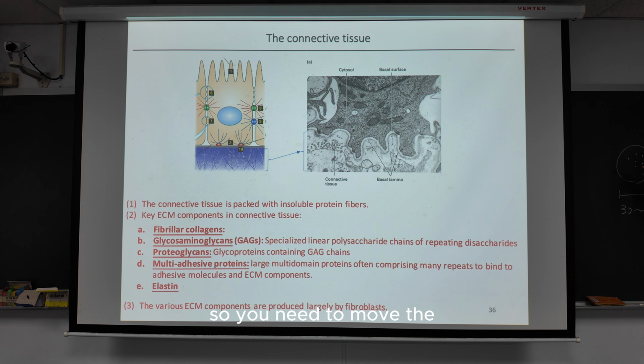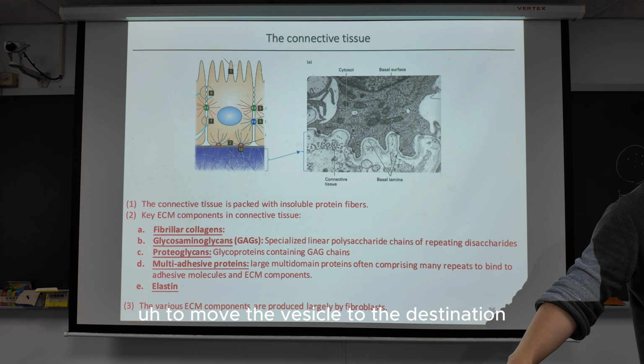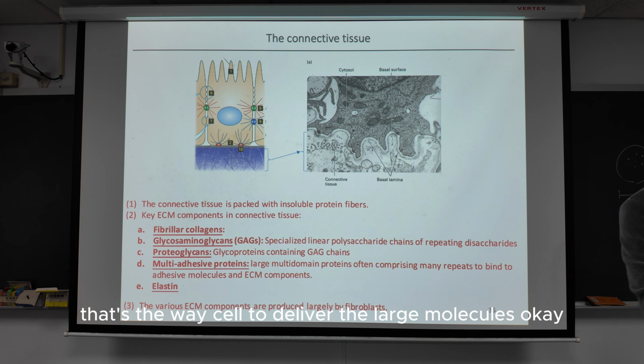So you need to move components larger than 20 nanometers. That is why to move the vesicle you need energy. That's why the motor protein needs to use ATP hydrolysis to move the vesicle toward the destination. That's the way the cell delivers large molecules. Okay.